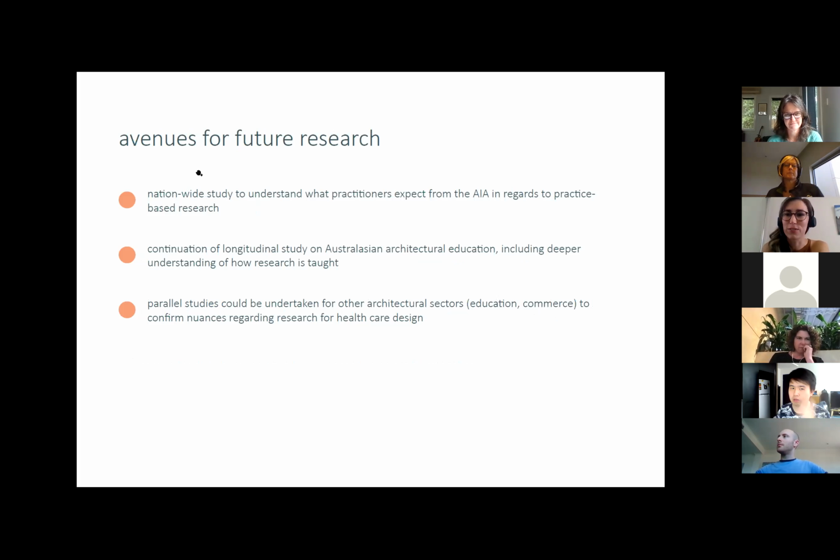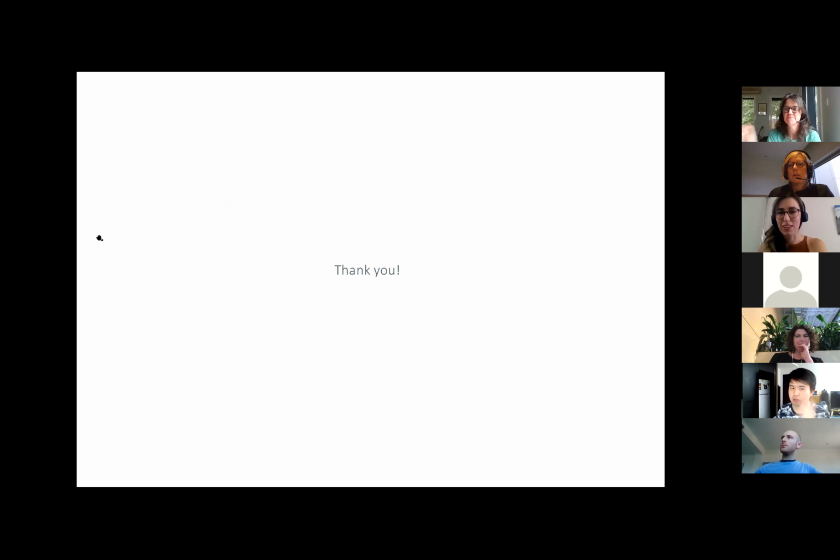And finally, avenues for future research. A nationwide study to understand what practitioners expect from the AIA in regards to practice-based research would be really interesting. Continuation of the longitudinal study on Australasian architectural education, including deeper understanding of how research is taught. And parallel studies could be undertaken for other architectural sectors, so education or commerce, to confirm the nuances regarding research for healthcare design. And that is me done. Thank you.